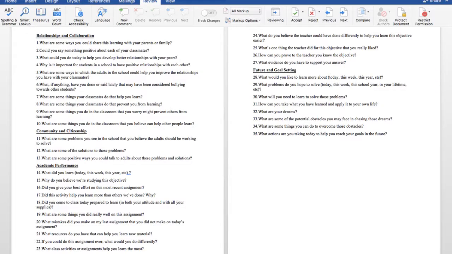Here is an example of 35 different prompts that you can use with students, and they're broken down into relationships and collaboration. So something like, why is it important for students in a school to have positive relationships with each other, especially if they've been doing group work? Community and citizenship might be a question of what are some positive ways you could talk to adults about these problems and solutions. So if you're talking about a problem that's affecting the community, getting them to think about that.